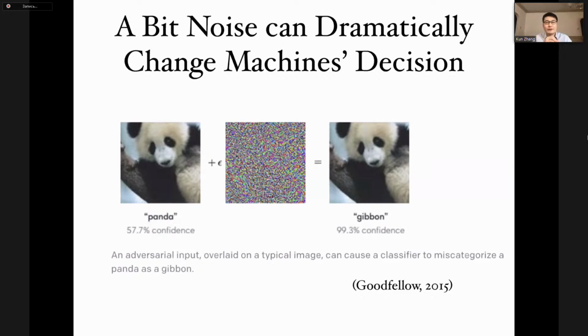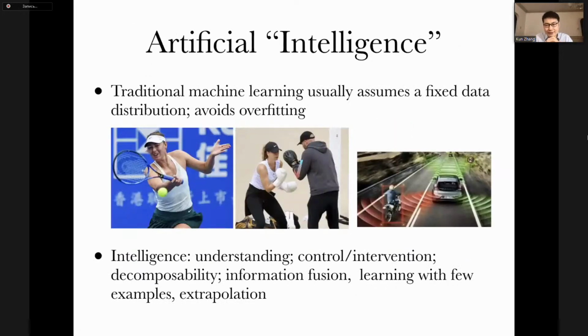And then, what do we mean by artificial intelligence? Right now, we can just see some phenomena associated with artificial intelligence. First of all, traditional machine learning usually assumes a fixed distribution of the data. That's why you can train something on the training data and then apply the learned machine.